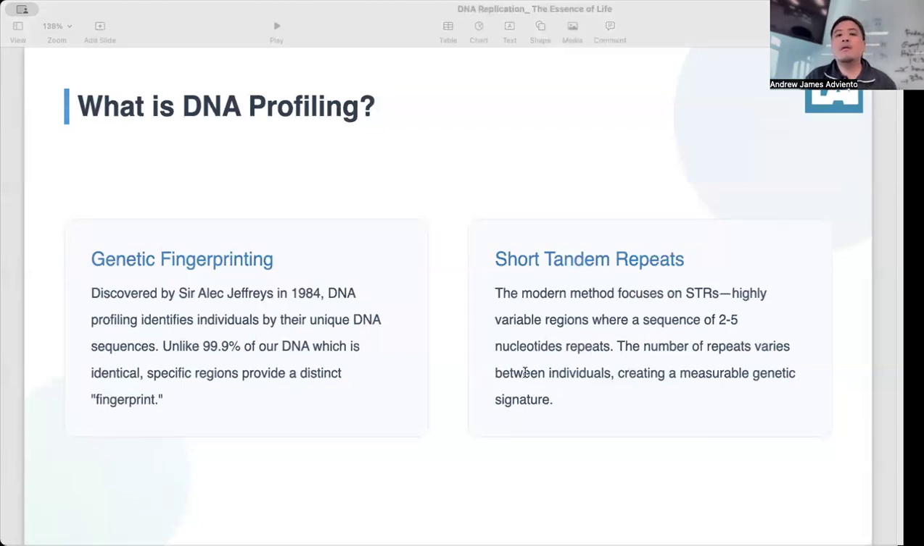While we often hear about the 99.9% similarities between human beings, DNA profiling focuses entirely on that tiny 0.1% that makes us unique. Developed by Sir Alec Jeffreys, this is not about sequencing your whole genome, that would be too slow and expensive. Instead, we look at specific checkpoints in the DNA called short tandem repeats, abbreviated as STRs.